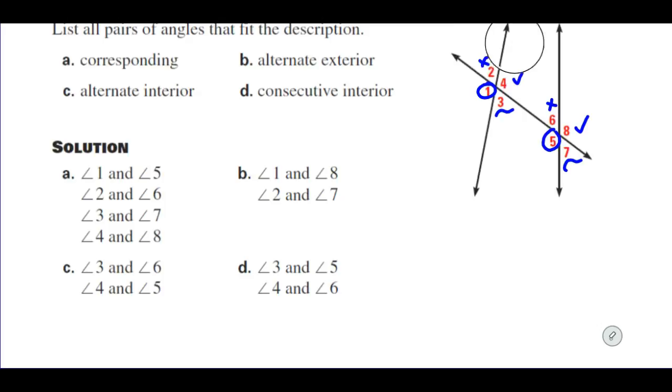Then looking at alternate exterior, there are some of these angles that would never even be considered because they're not exterior. Exterior means that they can't be interior, and interior is inside the two lines. So those would not be considered at all. And then you say, okay, they have to be alternate. So 2 and 7 are alternate exterior, and 8 and 1 are alternate exterior.